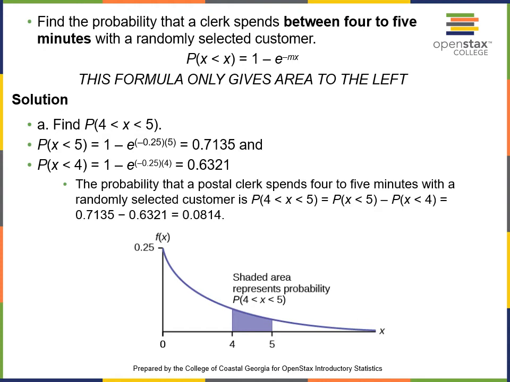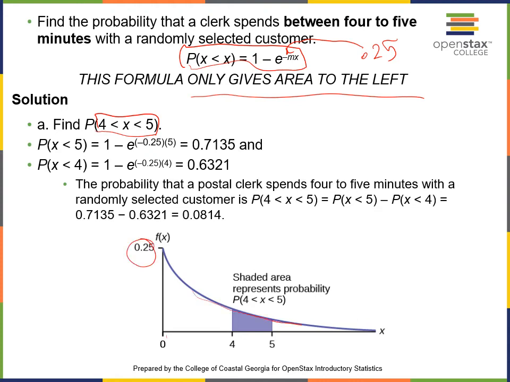Remember, this is the formula we're going to use to calculate an area in an exponential distribution. But this will only give you area to the left. Remember, we said m was 0.25. And we want to find the probability someone's between 4 and 5 minutes. So first off, I'm going to jump to the picture. I know it's exponential, so I have this shape, and I want to be between 4 and 5 minutes. So this is the area I'm trying to find. That is not area to the left. That is area in between two values. And this formula will only help me calculate area to the left.